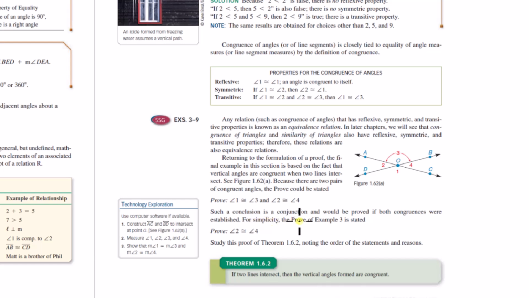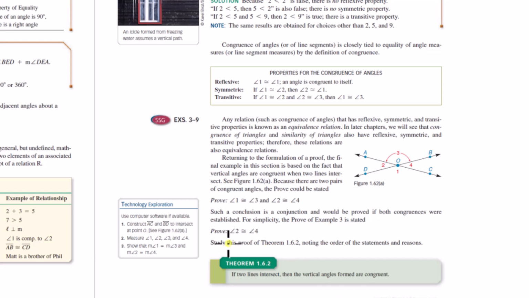Such a conclusion is a conjunction and would be proved if both congruences were established. It's a conjunction in that it's this and this. If these are proved to be congruent but these aren't, then you can't say vertical angles are congruent. You're trying to prove that vertical angles are congruent, and to do that, we need to prove both of these, or else we can't prove that vertical angles are congruent. That's what we called a conjunction.